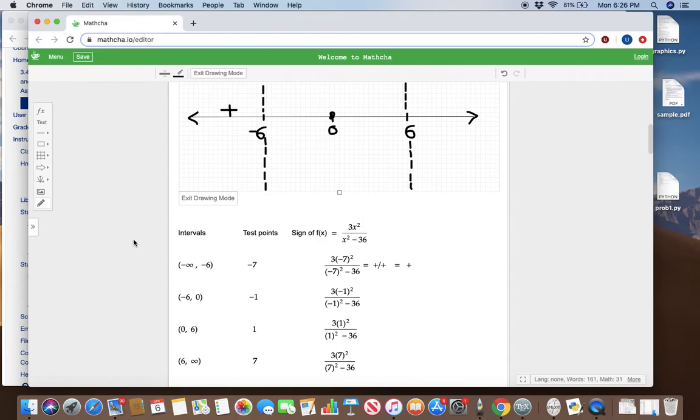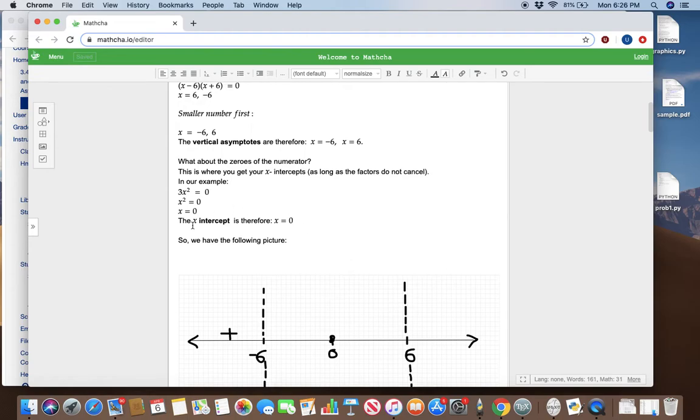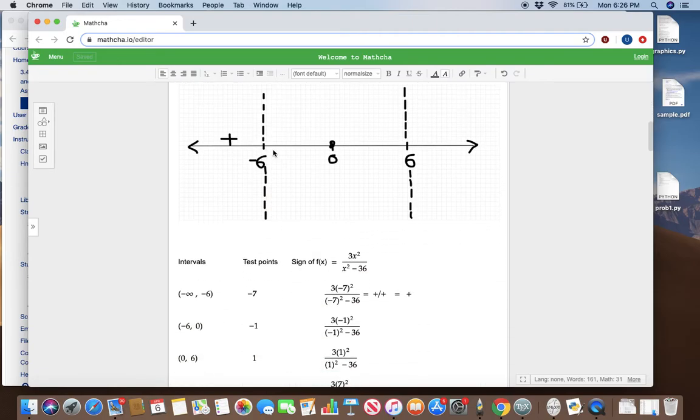In other words, my curve will go above. Whatever it does, it will not cross the x-axis. Why not? Because it crosses the x-axis only at this point. That's the meaning of an x-intercept. We saw the only x-intercept is when x is 0. The numerator is 0.